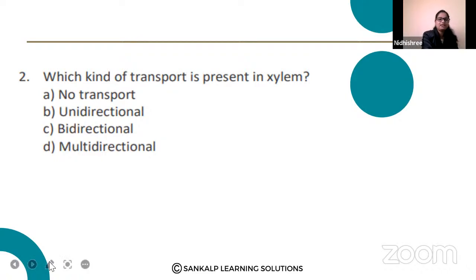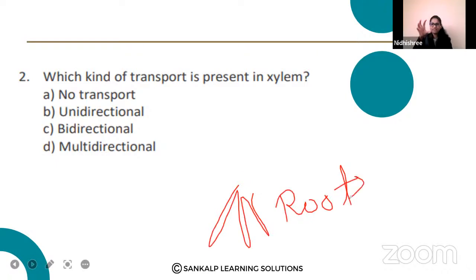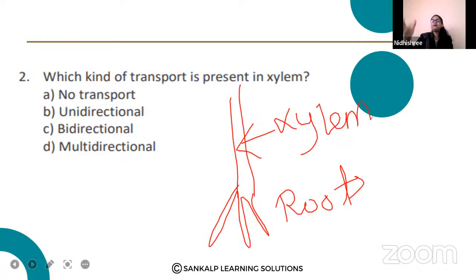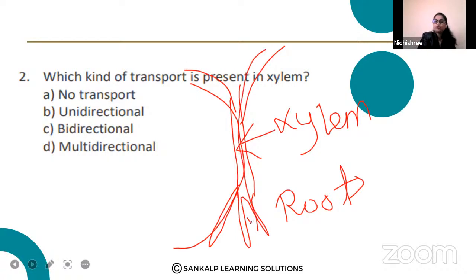So xylem transports the water, right? So the water should be absorbed by the roots. Root is the primary part which absorbs the water. Then it has to be transported through the xylem to all parts of the plant body. Here the water enters the root and it transports to all parts of the plant: leaves, stem, branches, flowers, twigs and all. And the water will not come again to the roots. So here water is transporting from root to other parts, only one direction.